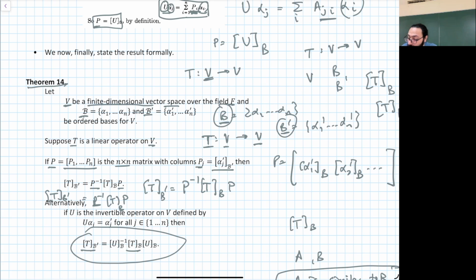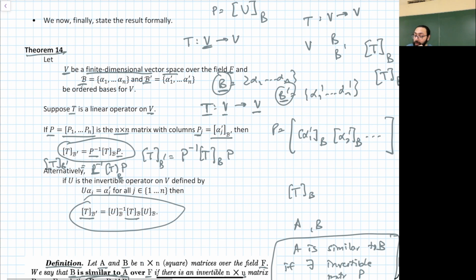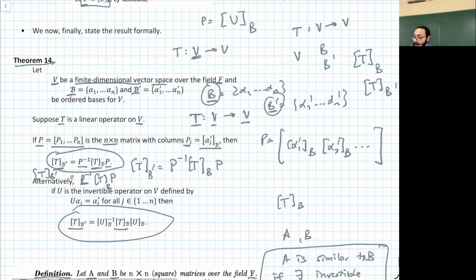And the answer that the theorem gives is that it is related by this matrix P. There's an invertible matrix that is going to give you a relation between the representation in B and the representation in B prime. The relation is going to be P inverse, the representation in B, times P. Then you can ask, what is P? I didn't tell you what P is. The theorem actually also tells you what P is. So P is exactly this matrix.